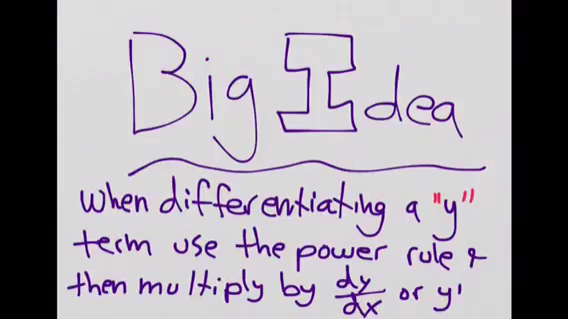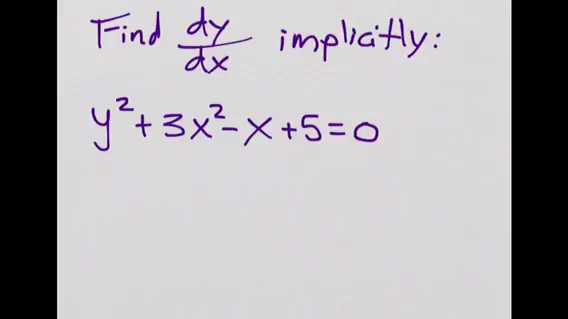And so again, I'm going to say it one more time. That is the big idea. Normal differentiation applies. The only difference is if you're differentiating a y term, you must multiply by the derivative of y, dy/dx. Or if you want to use y primes, that's fine as well. So let's go ahead and look at an example now. I will do one, walk you through it, and then I will ask you to pause and do your own. So let's find this derivative implicitly.